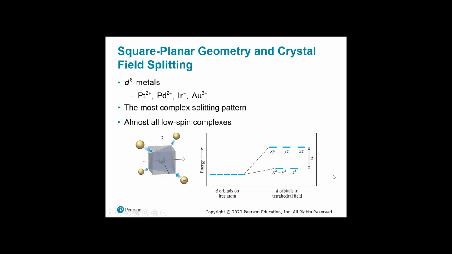So we have dx2-y2, and then dxy, which is the next level, and then dz2. The next one is dxy, the middle one here, second from the top. That one has electron density between the axes, but it is also repelled because of the proximity of the ligand. So it's not as bad as the dx2-y2, but it's the second most.